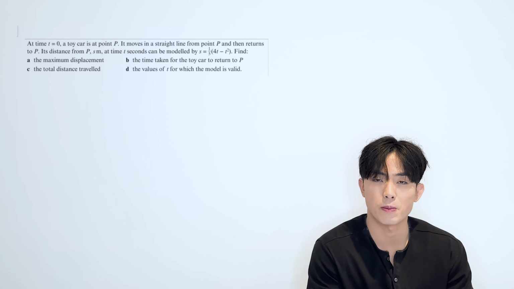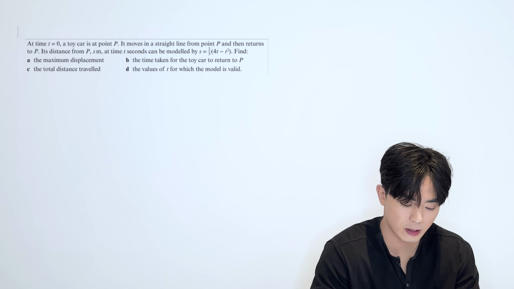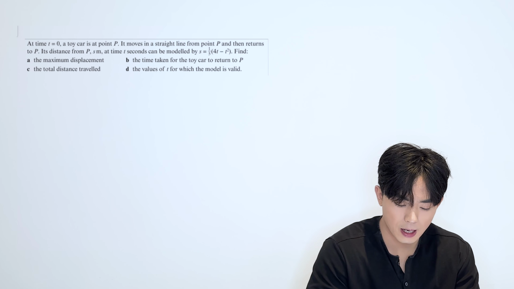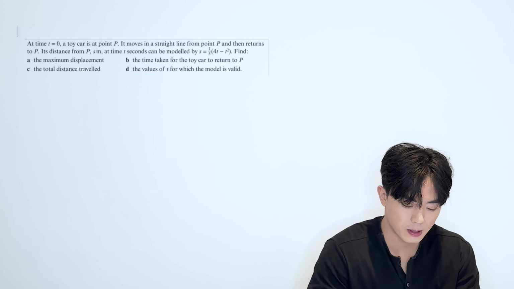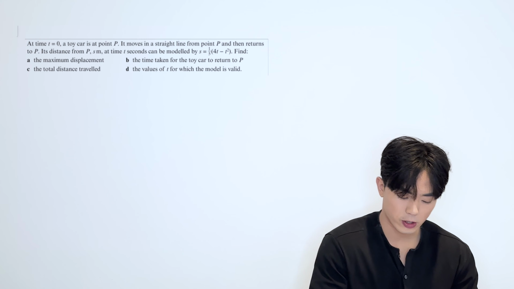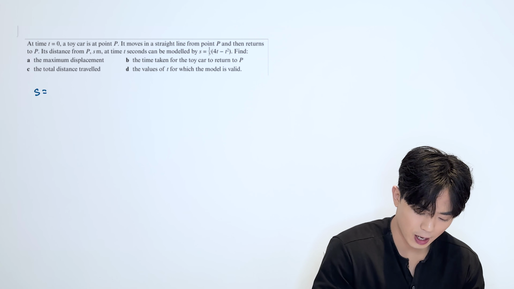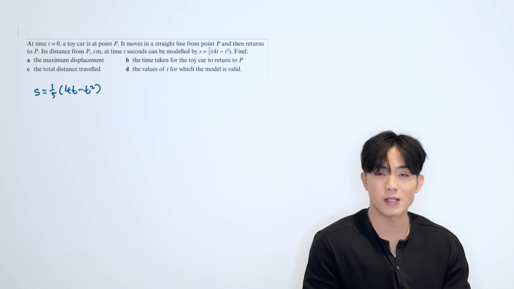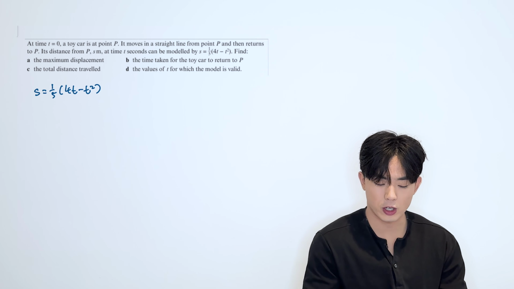So let's look at a more simple question here. At time t = 0, a toy car is at the point P. It moves in a straight line from point P and then returns to P. Its distance from P, s meters at time t seconds, is given by this. So you can see here, s is a function of time because s is equal to 1/5 (4t - t squared), which means that for different times, this s will change.